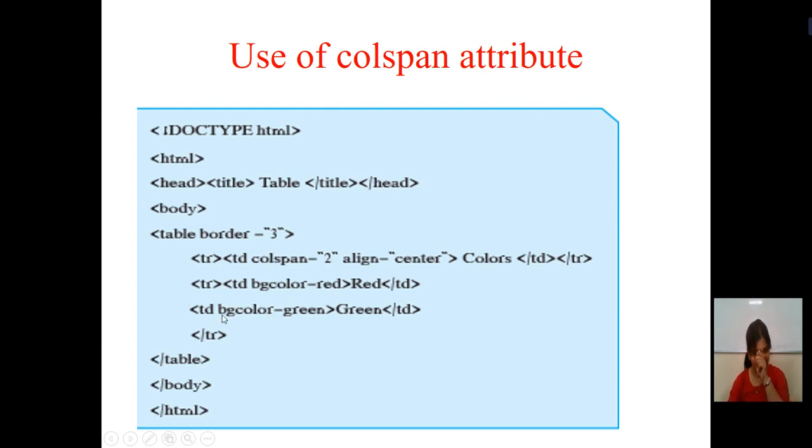Now the next row is for the TR, next row creation. First data is TD, bgcolor is equal to red. Here again bgcolor is the attribute and red is the value. So the second row, first column is of red color, and the second row, second column is of green color. So there are two entries in the second row, whereas in the first row we have done only one entry. Why in the first row one entry? Because we have combined the two columns and created one single column.